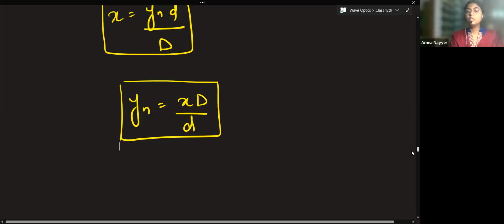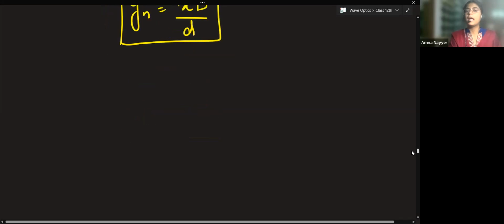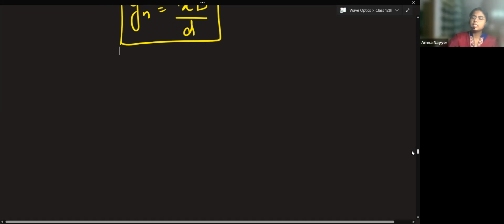Now using this, you can calculate this for bright and dark separately. Now you have the general formula: yn is equal to x capital D by small d. This is the general formula for any fringe separation from the central one.